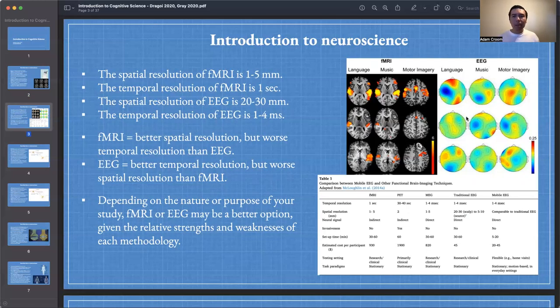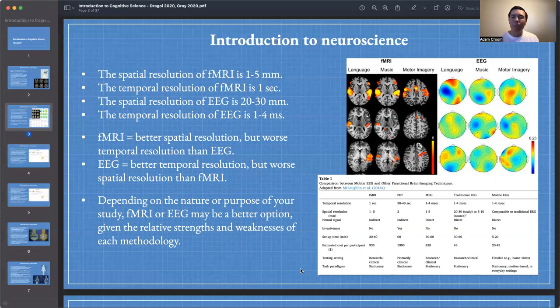And this is made clear in this table right here. So in this table, I just want to point out fMRI and EEG for today. And of course, in future lectures, we can always focus on other approaches. But it's nice to be familiar with fMRI and EEG. So I want us just to appreciate the different strengths and weaknesses of each approach.